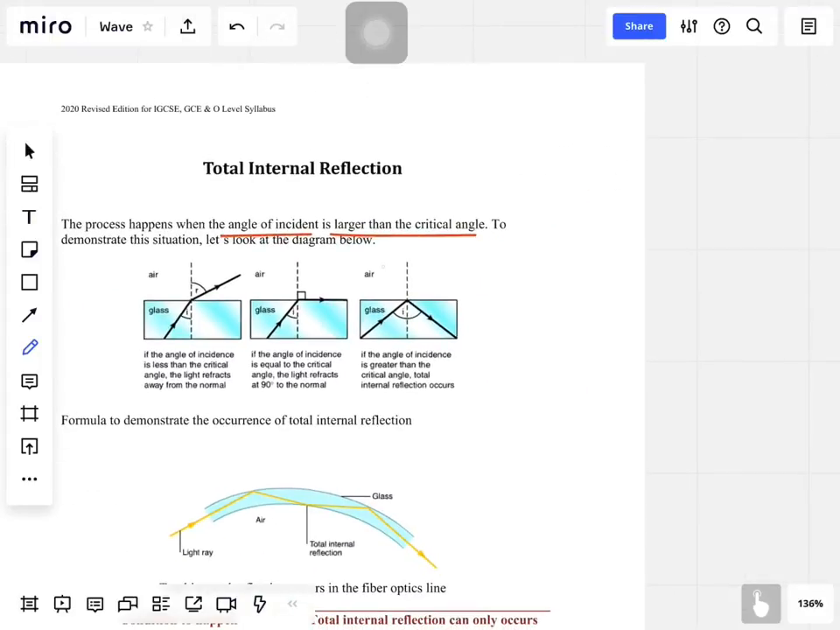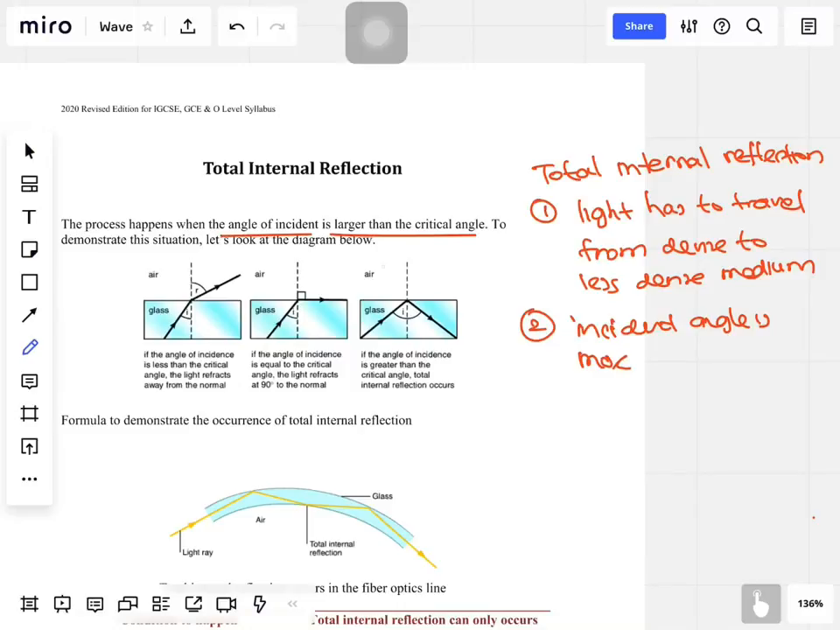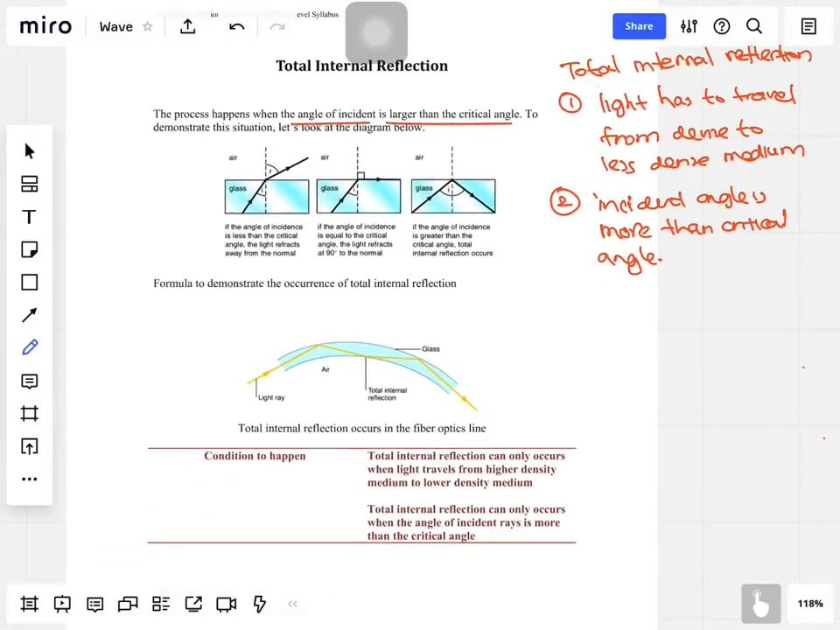So for total internal reflection to actually happen, it needs to fulfill two conditions, okay? Total internal reflection needs two conditions. The first condition is the light has to travel from a dense to a less dense medium. That's the first condition, okay? And the second condition is the incident angle is more than the critical angle, right?